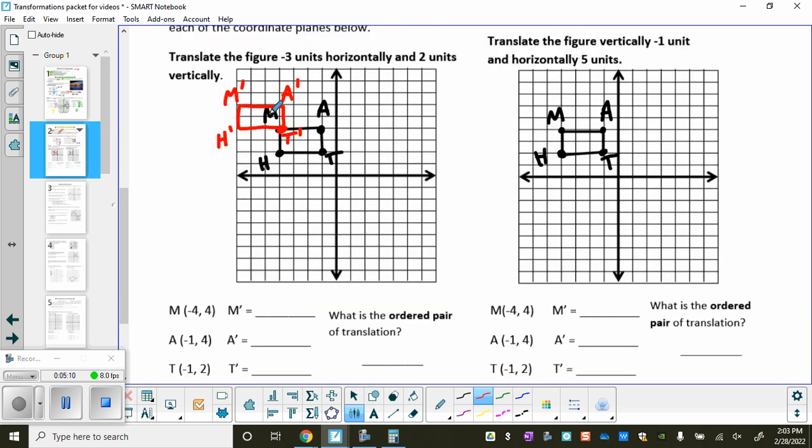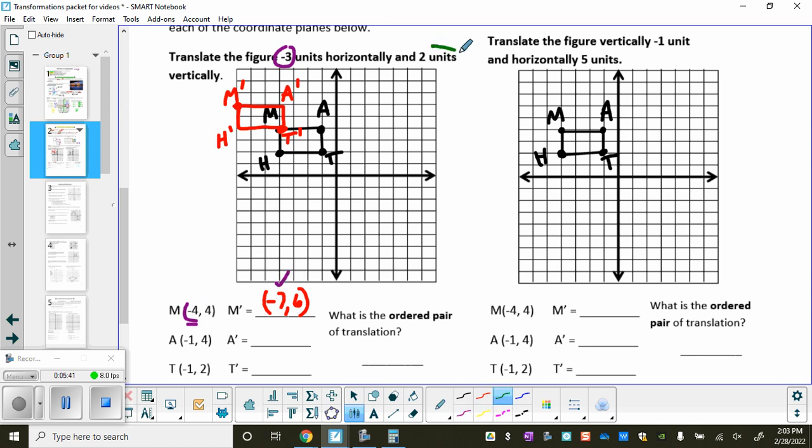Now for M prime, I could look on the coordinate plane and say, okay, it is now located, if I go back 1, 2, 3, 4, 5, 6, 7, and then up 1, 2, 3, 4, 5, 6. So it's back 7, up 6. But if you look carefully, see how the X moved back 3? What's negative 4 minus 3? Boom, there's the negative 7.